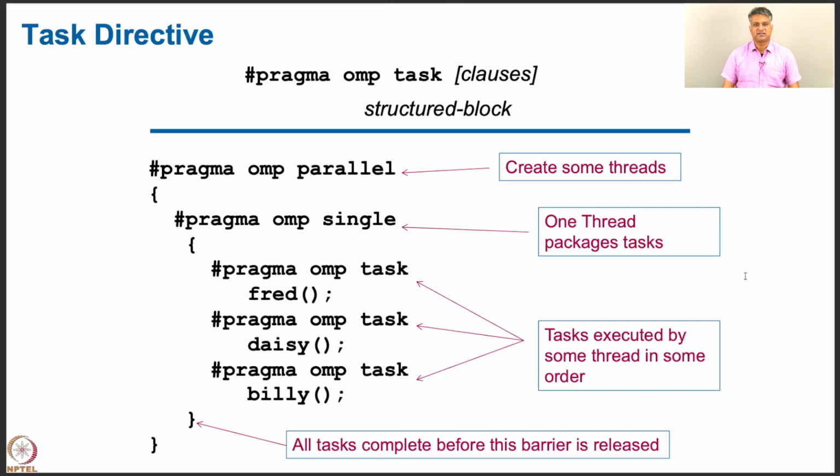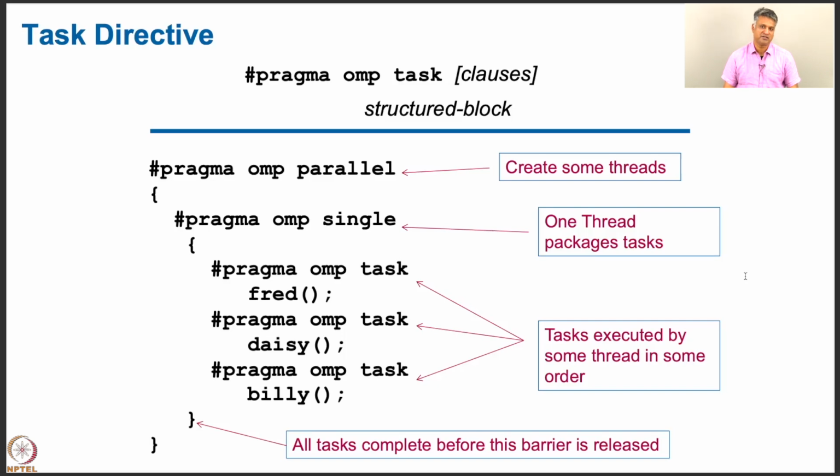So how does this task directive look now? I have a snippet of code where first I create some threads using the hash pragma OMP parallel. Then one thread packages all the tasks that need to be done. It could be any thread. And then subsequently these tasks are assigned to be executed by any thread in some order. Each of these tasks is a function: one is Fred, the other is Daisy, and the last is Billy. All these tasks have to be complete before the end of the single barrier, and then they are released.